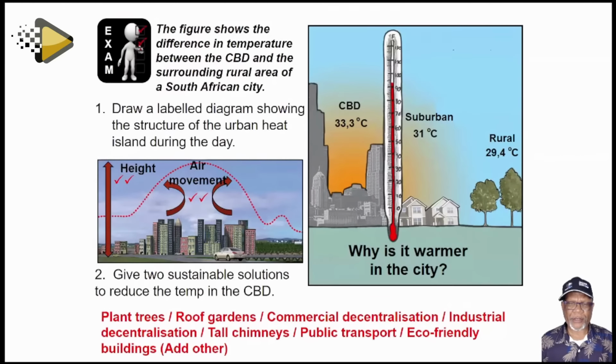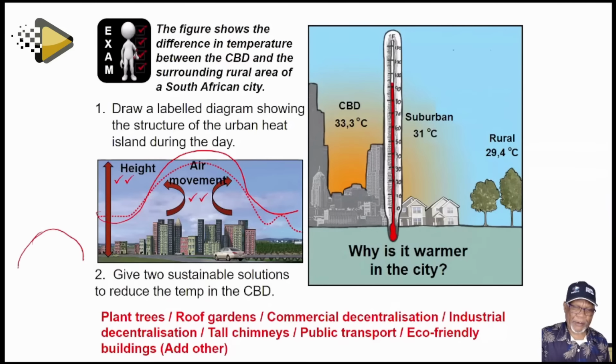Now, the figure shows the difference in temperature between the city and the surrounding rural area of a South African city. And they say, draw a labelled diagram showing the structure of the urban heat island. So this is the structure showing the urban heat island during the day. What you must show is that the urban heat island must look like this, but during the night, it must be a little domey and come closer to the surface.